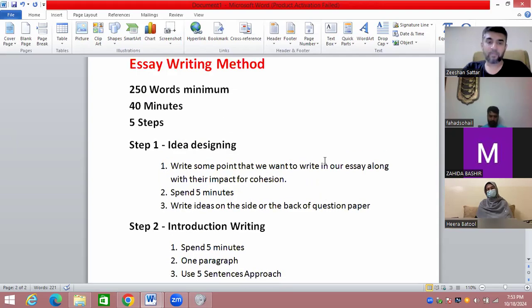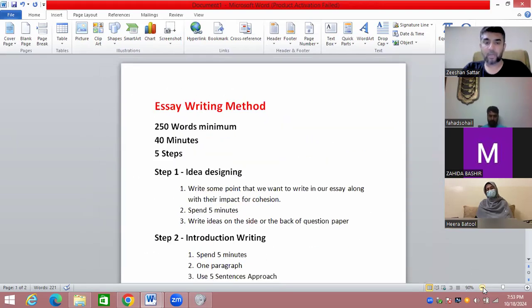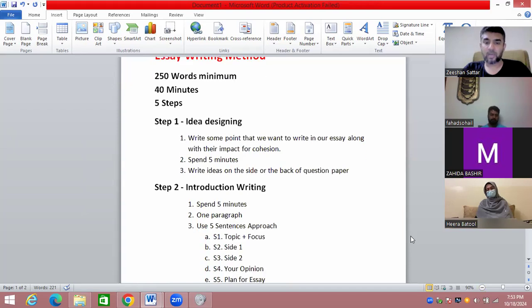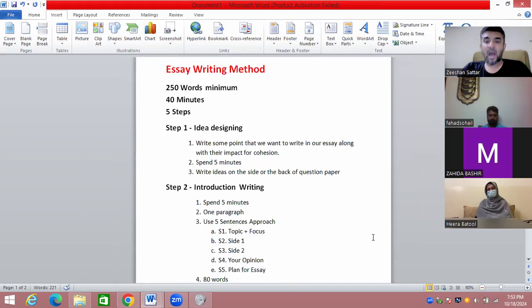What all I have written, I'm going to compress it a little so that I could explain it in front of you on a single screen. I have told you that we need to write the essay in 5 different steps. The step number 1 is idea generation, in which we take up the topic of the essay, we look into the focus, we look into the sides, and we keep writing. We do write on the sides of the question paper what points we are going to cover in this essay. Spend 5 minutes and use the question paper front or back.